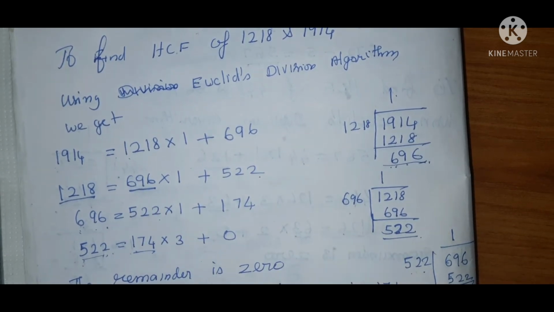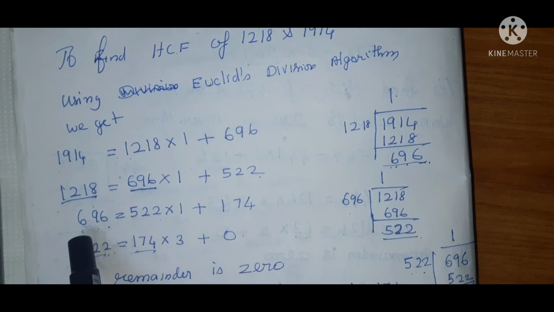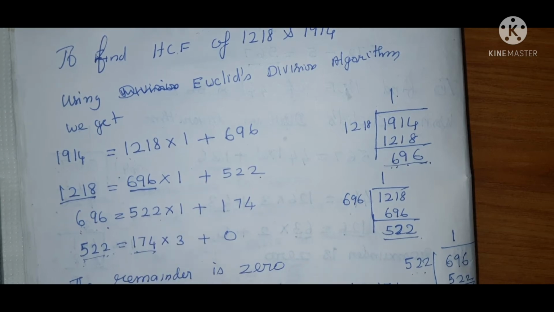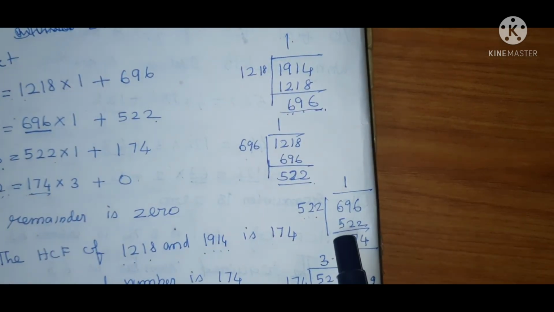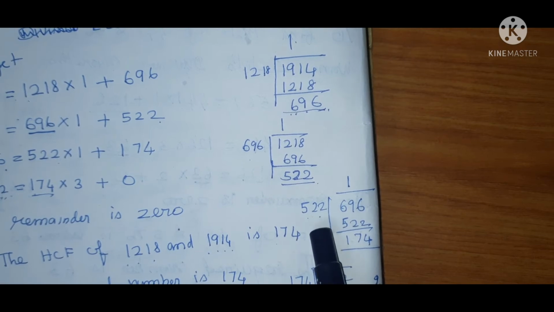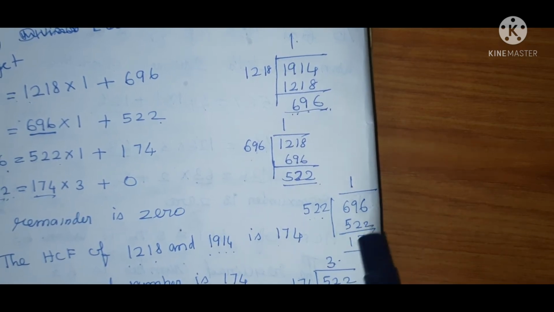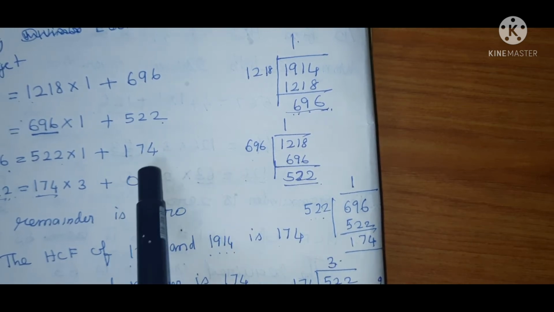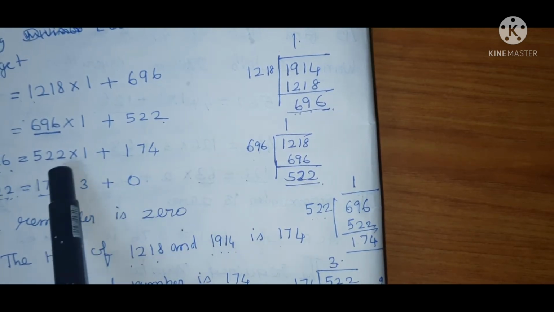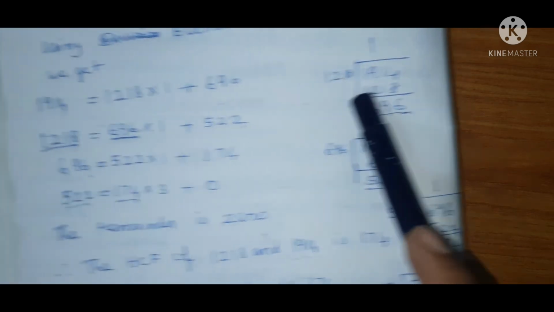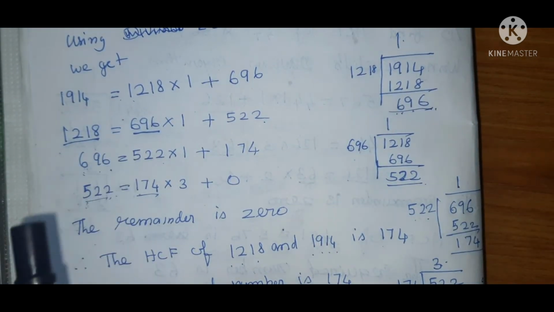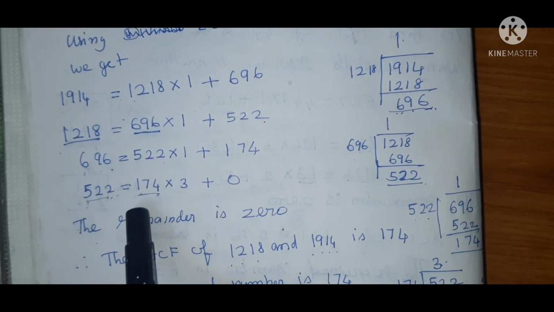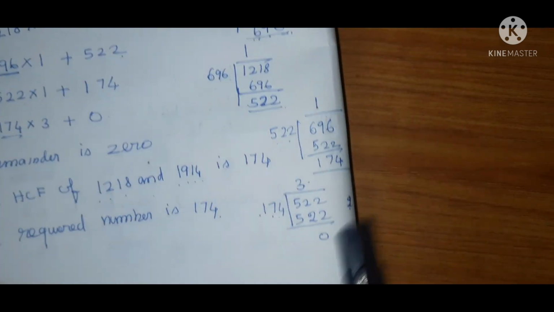Again, using the Euclidean division algorithm, now 696 is the dividend, 522 is the divisor. 696 is divided by 522 one time. 696 minus 522, we get the remainder 174. Now also the remainder is not equal to 0, so 522 is not the HCF. Again, using the Euclidean division algorithm, 522 is the dividend, 174 is the divisor.